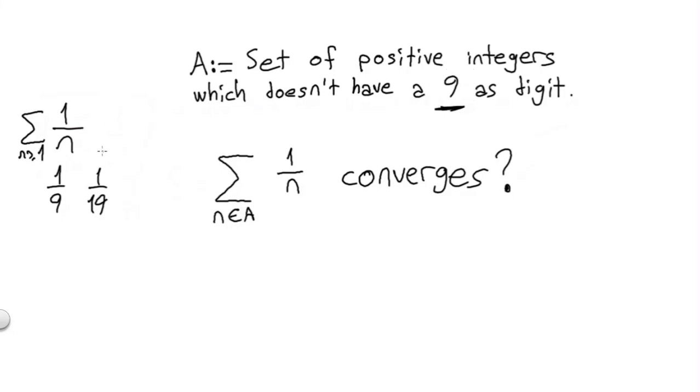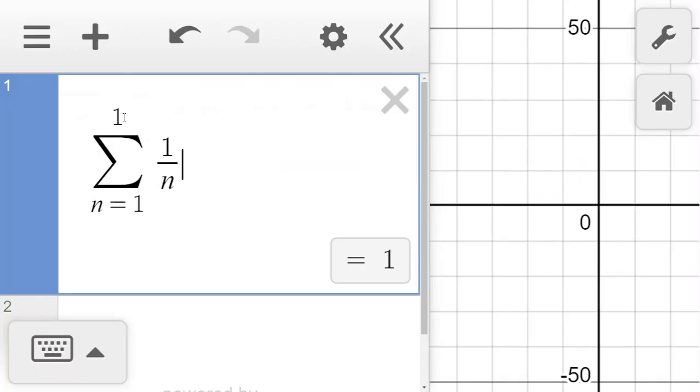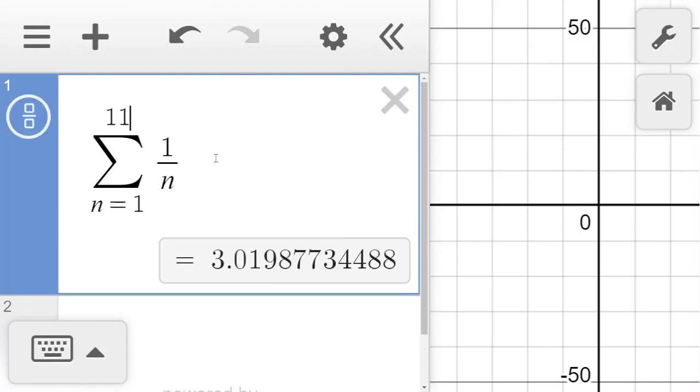If you add all of them, this is divergent, and it is very slowly divergent, which makes it the worst series ever. It's the most annoying series. Let's talk about this for a second. For example, if I add 1 term, it's of course 1. If I add 10 terms, it's about 3.